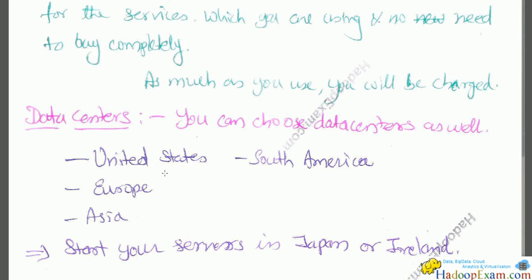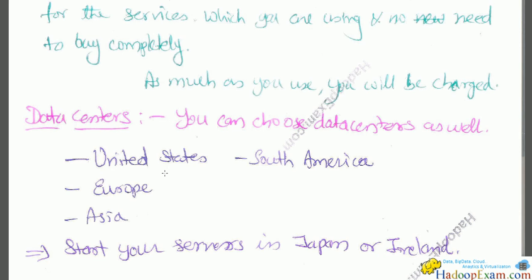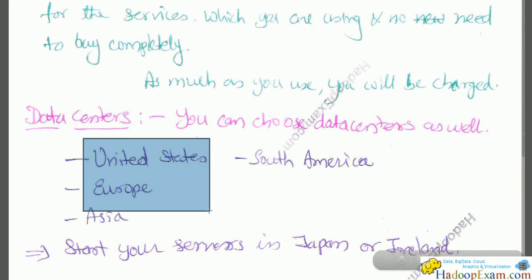Data centers, okay, you can choose data centers as well. There are various data centers Amazon has, in the United States, South America, Europe, Asia, etc. Generally people choose more than one data center for disaster recovery. So you can consider both United States and Europe for disaster recovery.